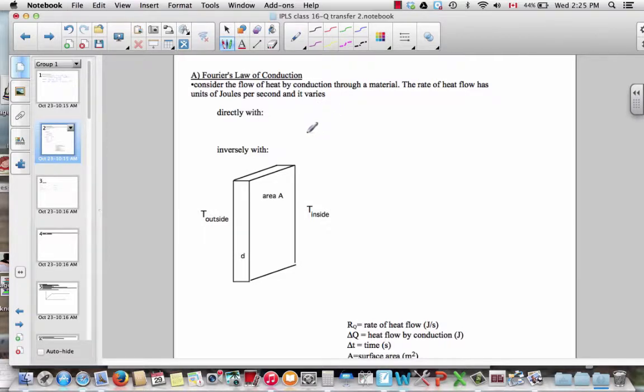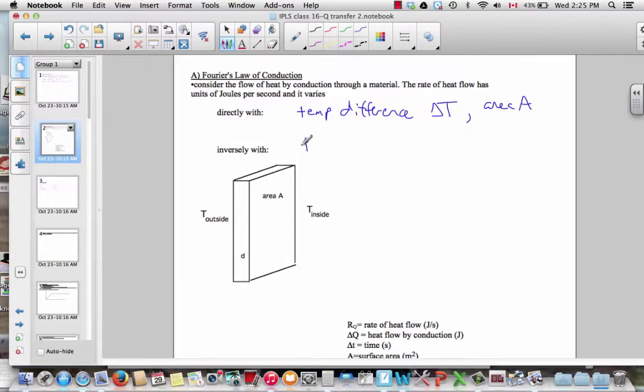And what Fourier's Law says is that we analyze, say, the flow of thermal energy through a slab of material. And Fourier's Law says that the thermal energy flow through that material depends on a few things. First of all, it depends on the temperature difference across the material. That's delta T. So with a greater temperature difference, you get more thermal energy transfer. It depends on the area of the slab A. With a greater area, you get more thermal energy transfer.